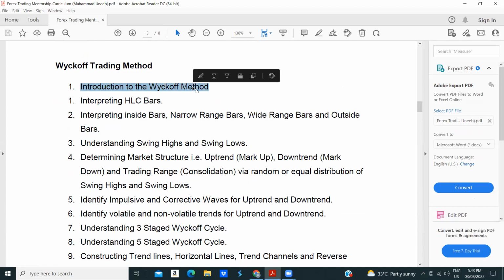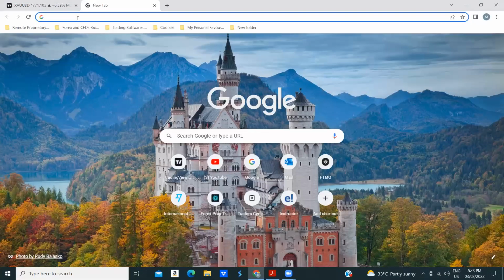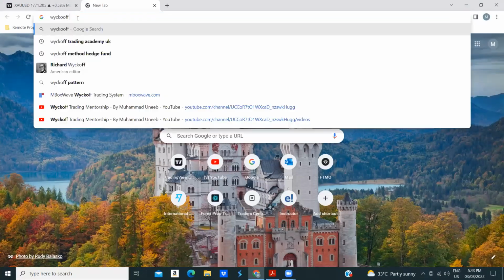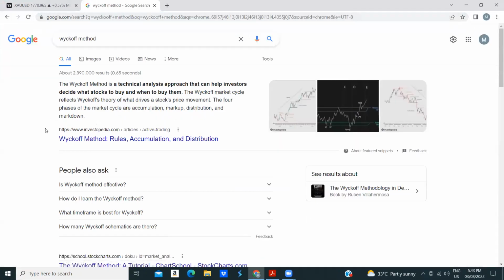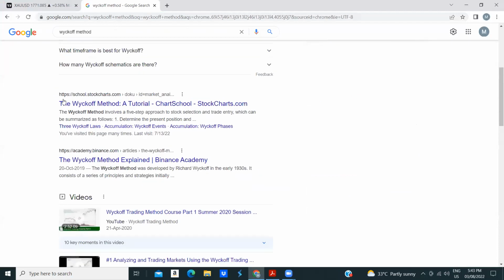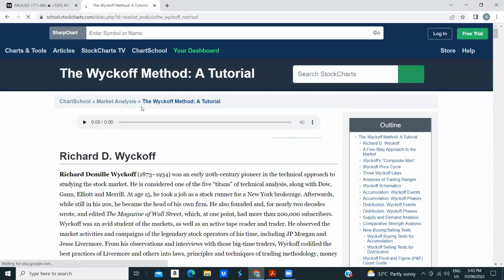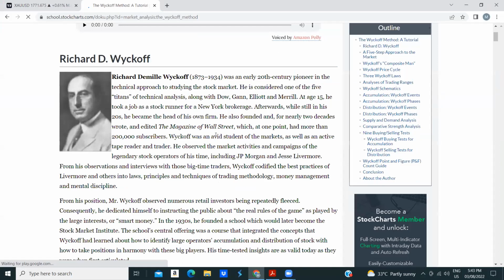If you want to know about the Wyckoff method, I will just give you the short links, which you can just go and see. If you Google Wyckoff method, you will see the link by stockcharts.com. If you just click on this link, this will give you an overview of the entire Wyckoff method.